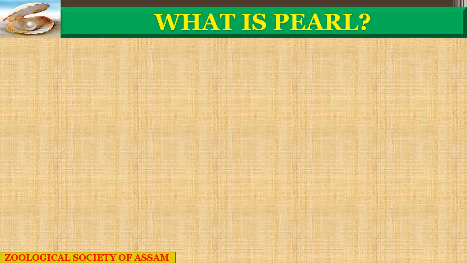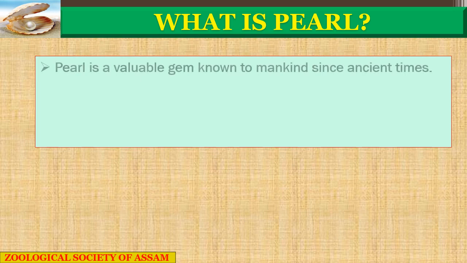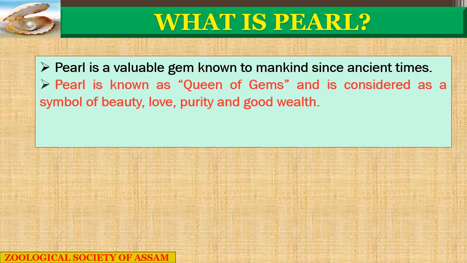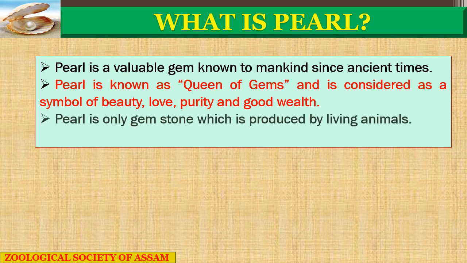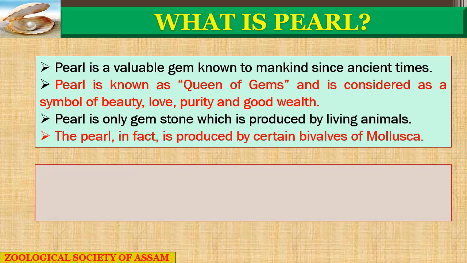What is pearl? Pearl is a valuable gem known to mankind since ancient times. Pearl is also known as queen of gems and considered a symbol of beauty, love, purity and good wealth. Pearl is the only gemstone which is produced by living animals. The pearl is produced by certain bivalves of molluscs.